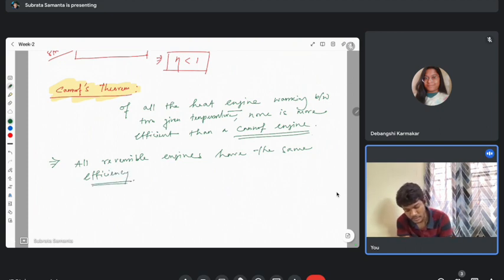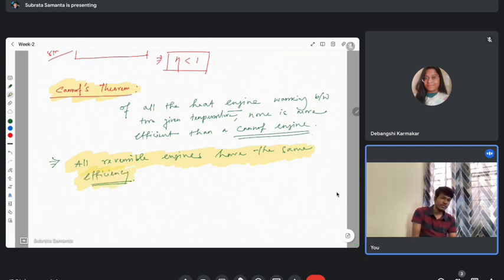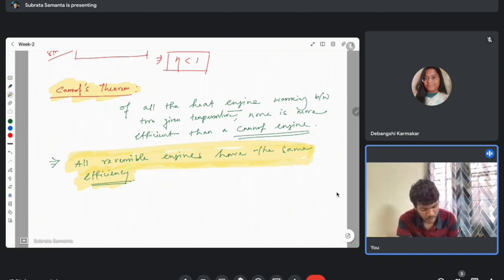I am not proving these statements, but it is easy to prove. If you are interested, go through the book by Blundell, Concepts in Thermal Physics. There is a rigorous proof, so you can look into it. All reversible engines have the same efficiency as eta Carnot.